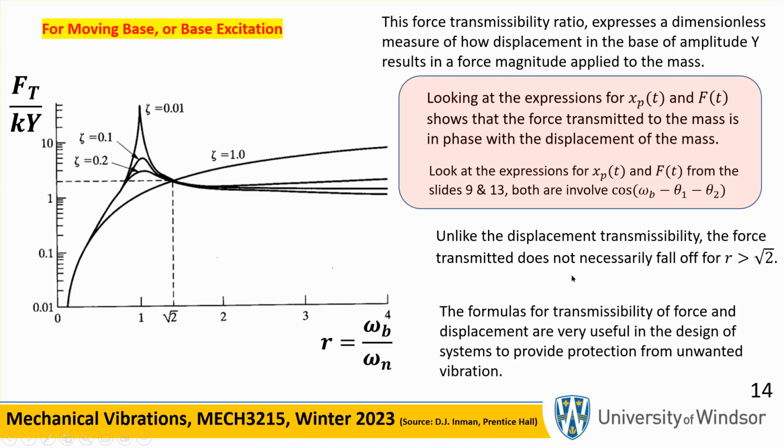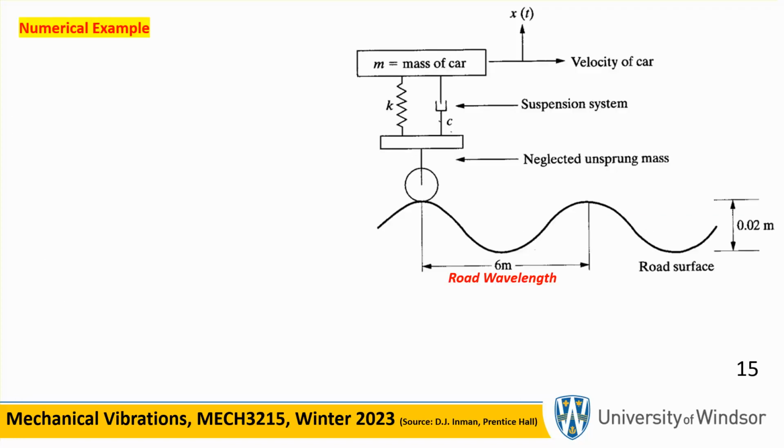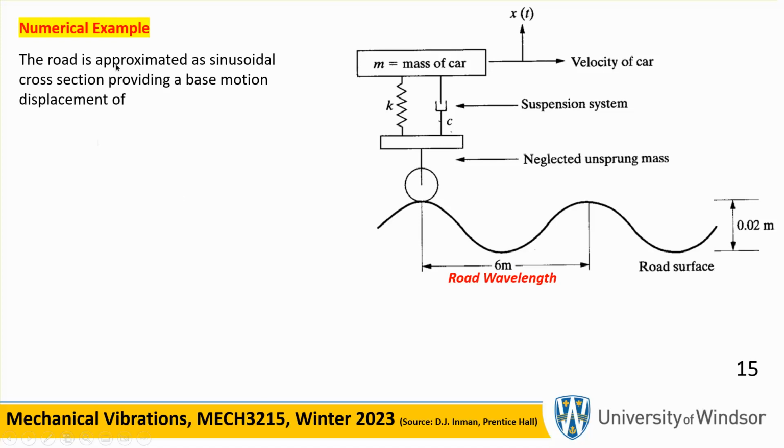So these formulas are useful for designing cushions, basically a spring damper system, to reduce the force transmitted to the occupant of a car. We're going to do an example here. Okay. So let's look at a road.